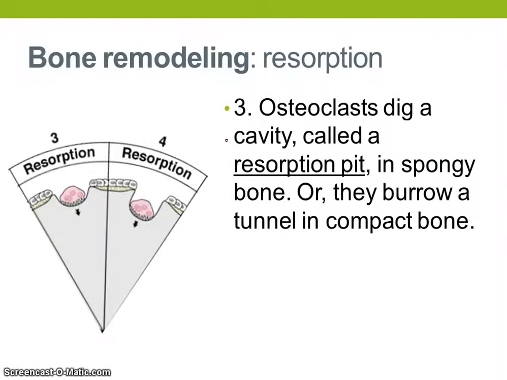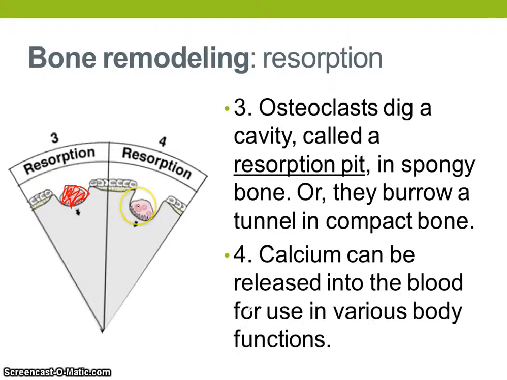Here in step 3, the osteoclasts dig a cavity called a resorption pit in spongy bone, or they burrow a tunnel in compact bone because it's not quite as easy to dig into compact bone. It's much more dense. So again, I want to make sure that every osteoclast we see is colored in red just so it's visually very obvious. And then in step 4 here, calcium can be released into the blood for use in various body functions. So go ahead and take a look at what's happening in windows 3 and 4 in your wheel here.